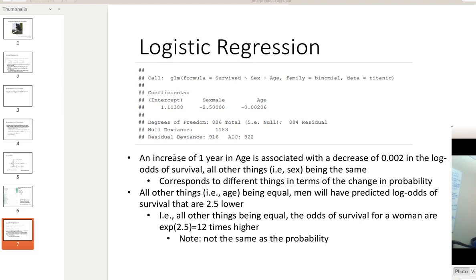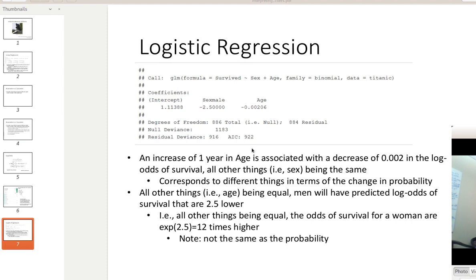We can say an increase of 1 year in age. If you increase age by 1 year, then the log odds becomes smaller by this much. So we're saying an increase of 1 year in age is associated with a decrease of this much in the log odds of survival, all other things being equal, so if the sex is what it was. That corresponds to a different change in the probability. If the log odds of an event go down, then the probability of the event also goes down, but not by the same amount.